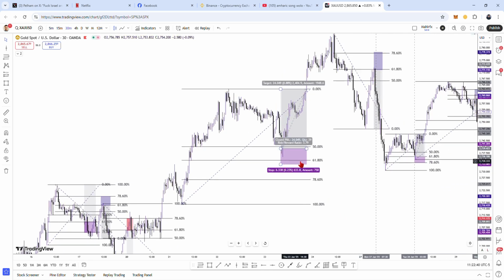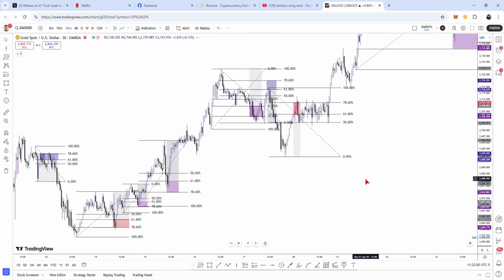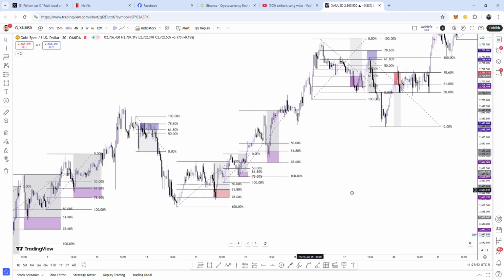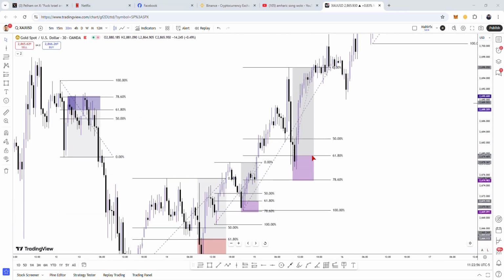This is a missed trade, but if you take the low from here you could have won this trade. So this is how we can trade using this method. So I hope you enjoyed the video.